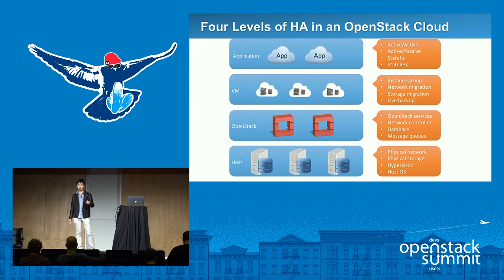And also, we need to provide HA solutions for these services, and we should use a database cluster and use message queues in a cluster. We have some technologies for this level, like Pacemaker, HAProxy and ZooKeeper. And the third level is the VM, virtual machine level. In this level, we normally use an instance group, and for this group, we should provide some health policy on it.